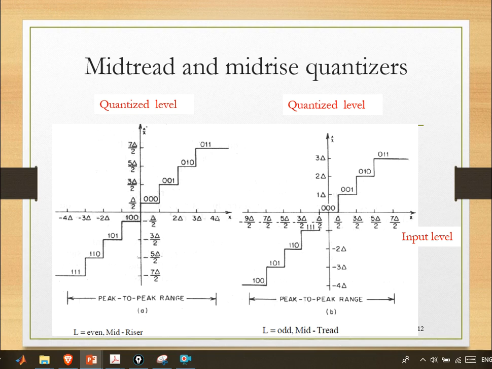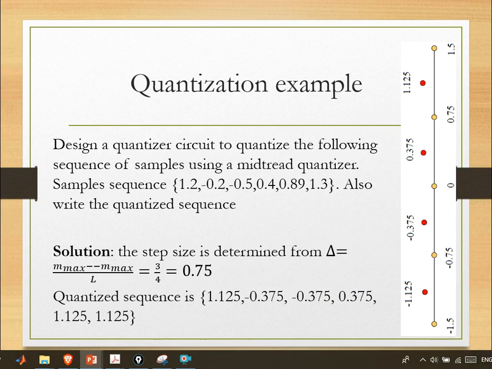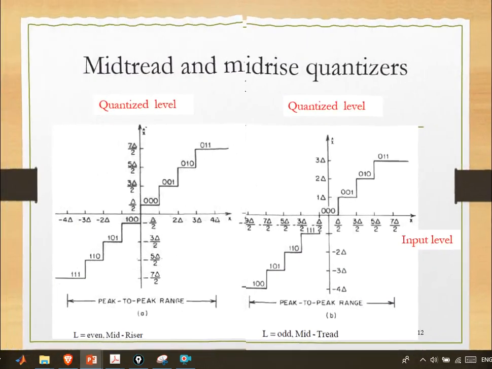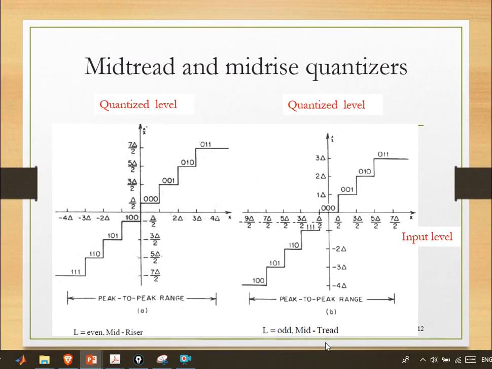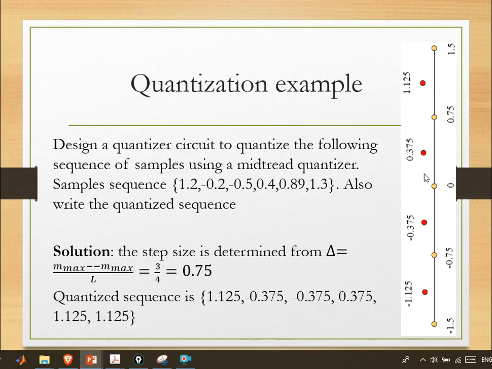Now, each one produces a different result, actually totally different results. So you need to be aware of that, and you need to consider it and pay attention to it. For example, design a quantizer circuit to quantize the following sequence of samples using a mid-tread quantizer. Mid-tread quantizer, you need to go away from the zero. You cannot start mid-tread. Actually, this is mid-rise.